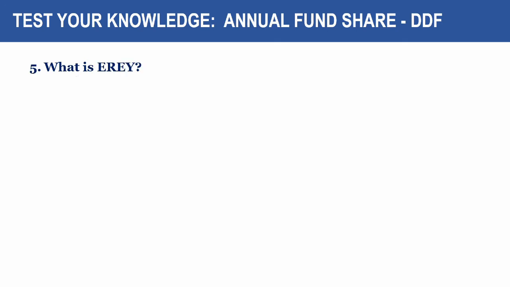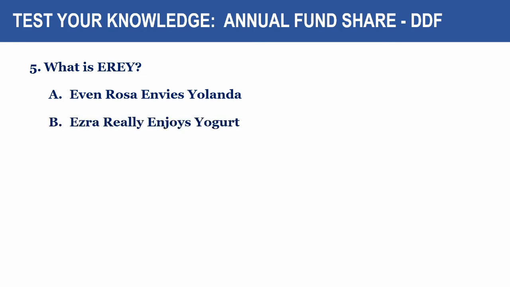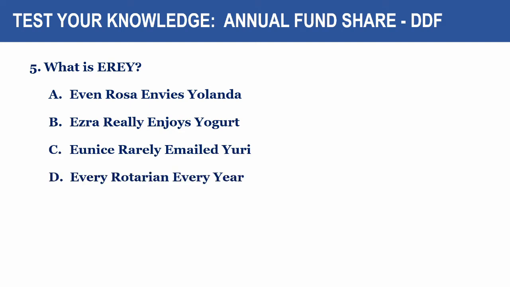And our last question, what is E-Rate? Even Rosa envies Yolanda. Ezra really enjoys yogurt. Eunice rarely emailed Yuri or every Rotarian every year. And the correct answer, of course, is D.